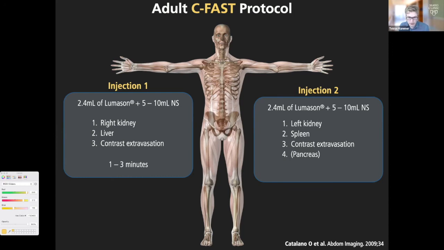that actually the pancreas enhances early when you give the contrast. So if you want to look at the pancreas, you might need to move that up more right after the contrast injection. This is for the adults.